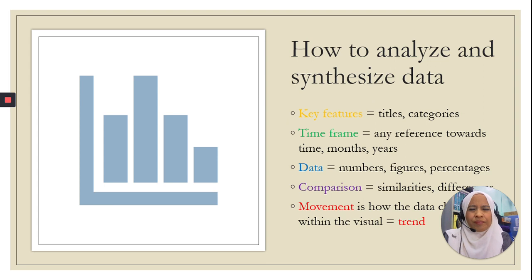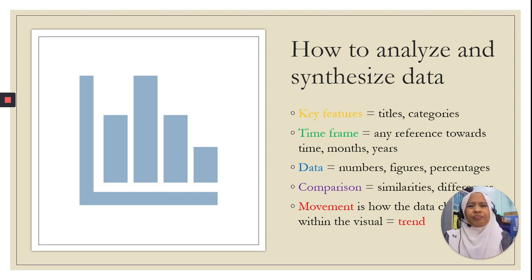Okay, now how do we analyze and synthesize data? Let's have a look. When you look at key features, what do you look for? You look for titles, or you look for the names of the categories. Okay, so those are the key features. And if you look at the time frame, look for words or any references towards time, months, and years.